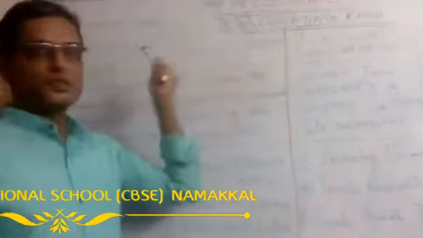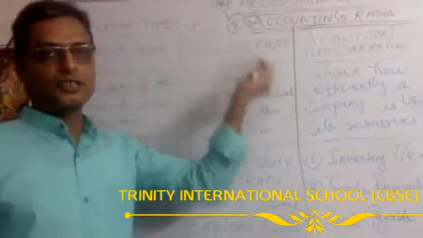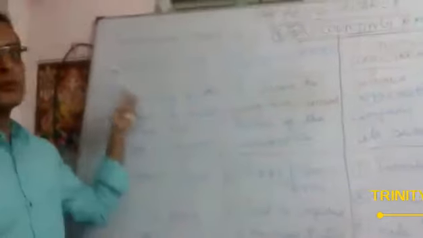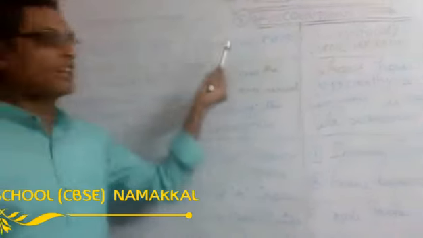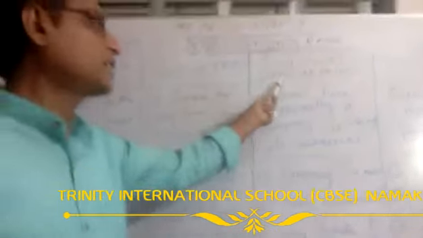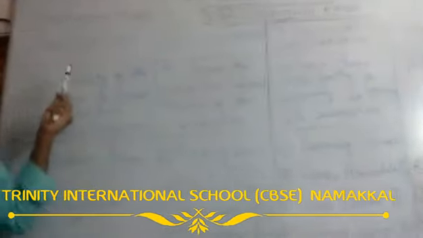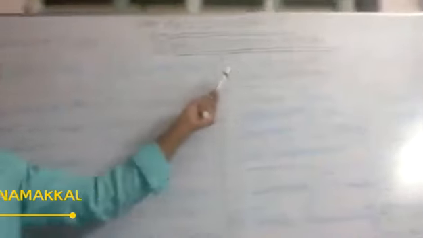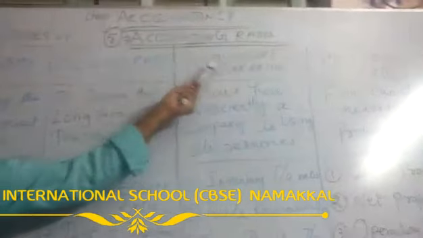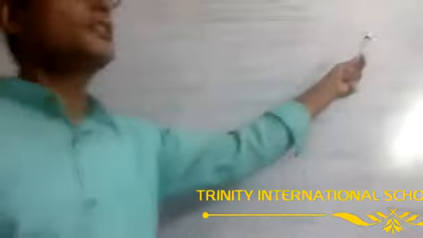Now the classification and types of accounting ratio. Very, very important. The types can be classified into four: liquidity ratio, solvency ratio, activity or turnover ratio, and profitability ratio. Those are the four classifications. Liquidity, solvency and activity ratios are mostly based on balance sheet items. Profitability, as you already know, is based on our income statement, nothing but the profit and loss account.